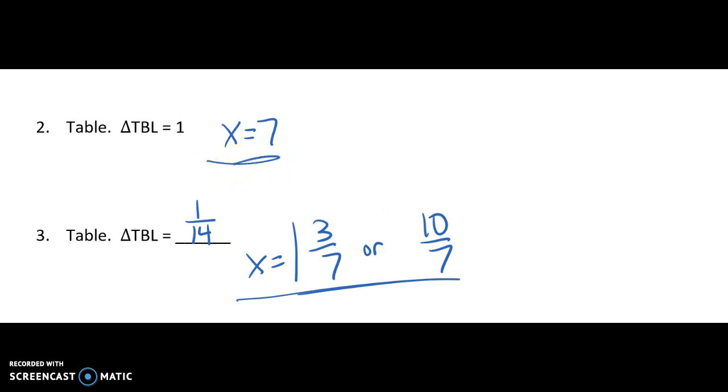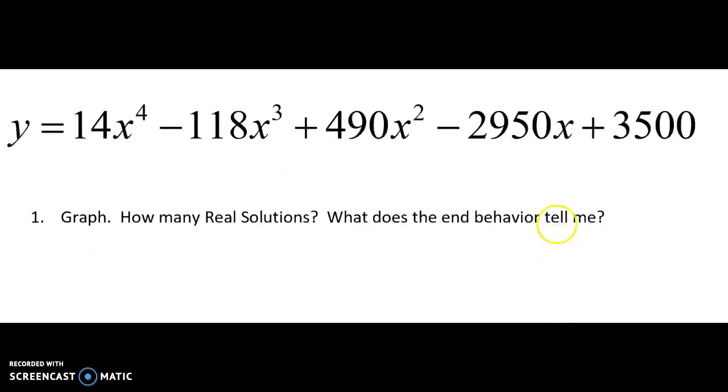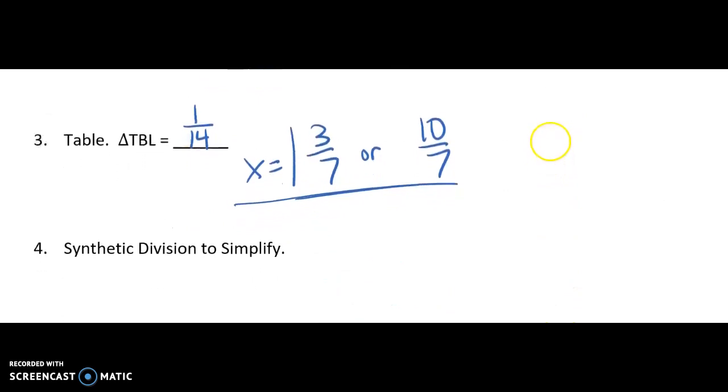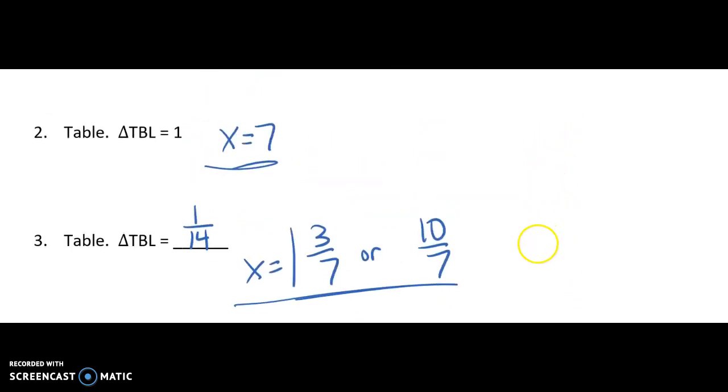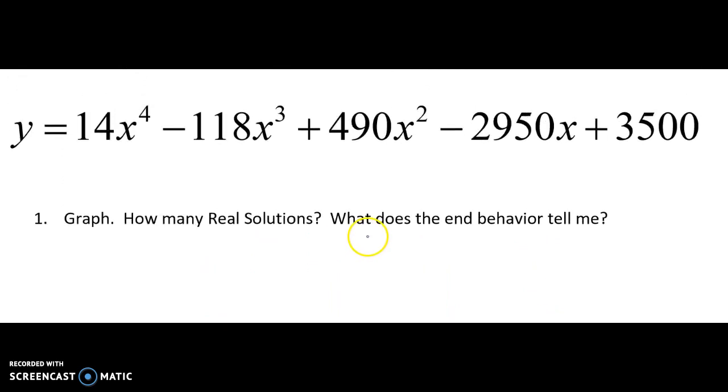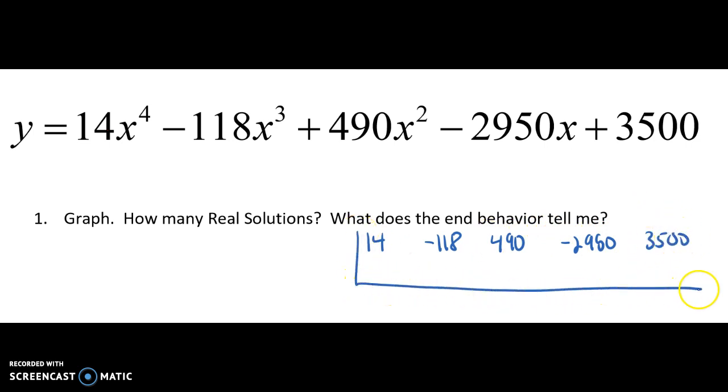We have two of them now, and that's 2 out of our 4 total solutions, and I know there's supposed to be 2 more. So what we can do at this point is use synthetic division to simplify the original polynomial. So we have 14x to the 4th minus 118x cubed minus 490x squared minus 2,950x plus 3,500. And since the number 7 worked, we'll put 7 on the outside.